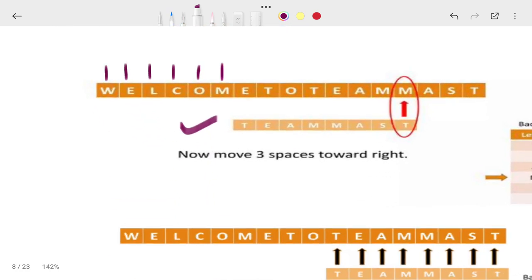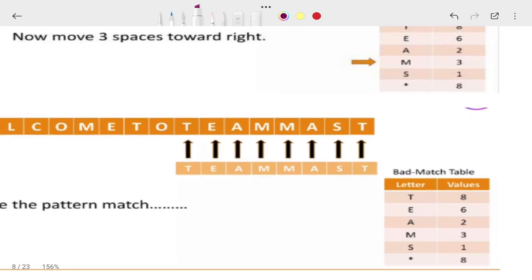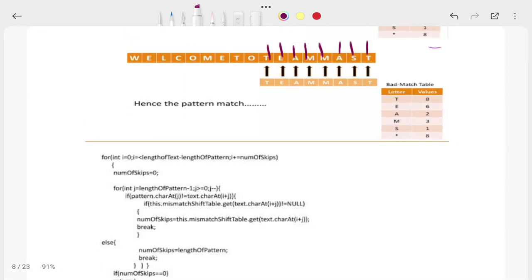Okay, done. Now next, again I am checking. Now you can see all are matched. This is my algorithm. Done. So this is very, very simple. Okay, there are only two cases. Either the data is there or the data is not there.